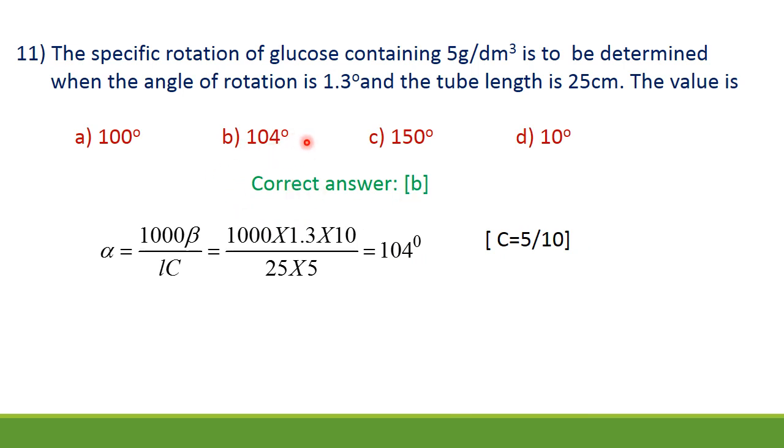This kind of question has been asked frequently in TRB. Just remember this formula, that is, the specific rotation will be equal to 1000 into beta divided by L into C. If you remember this formula, you can calculate. This has been asked repeatedly in TRB. That's my question.